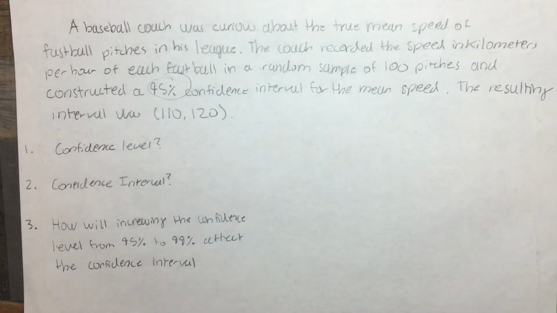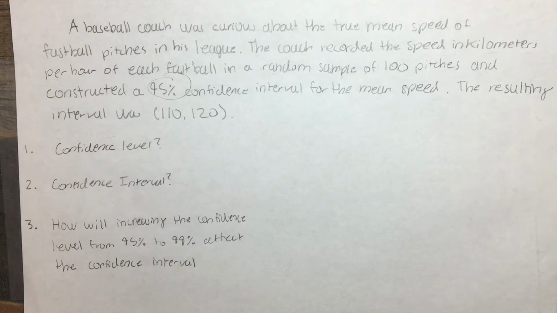Okay, so I'm going to go over an example problem and walk y'all through it step by step. A baseball coach was curious about the true mean speed of fastball pitches in his league. The coach recorded the speed in kilometers per hour of each fastball in a random sample of 100 pitches and constructed a 95% confidence interval for the mean speed. The resulting interval was 110 to 120.